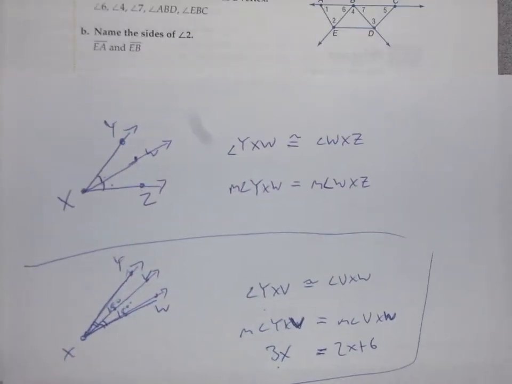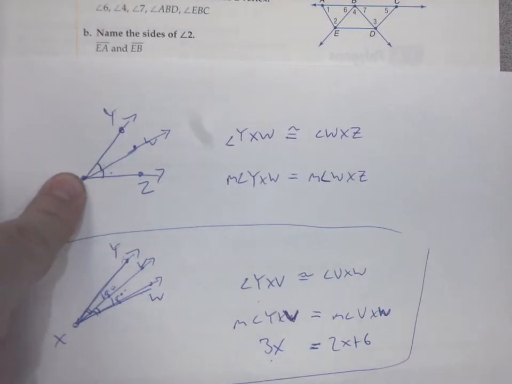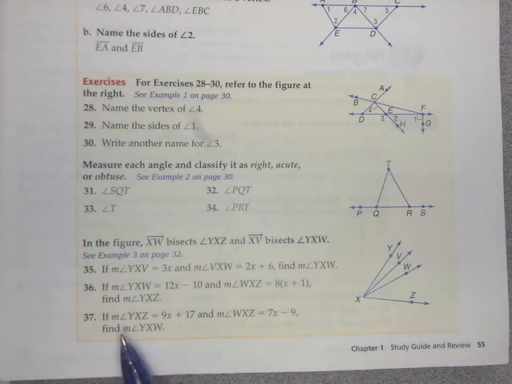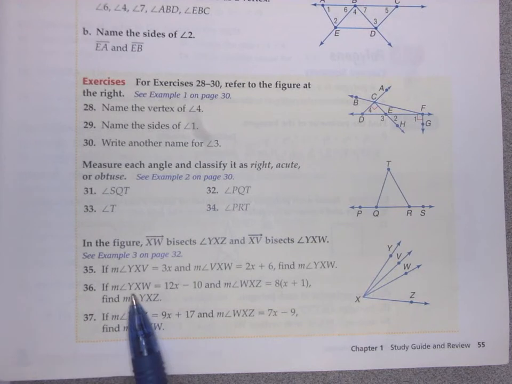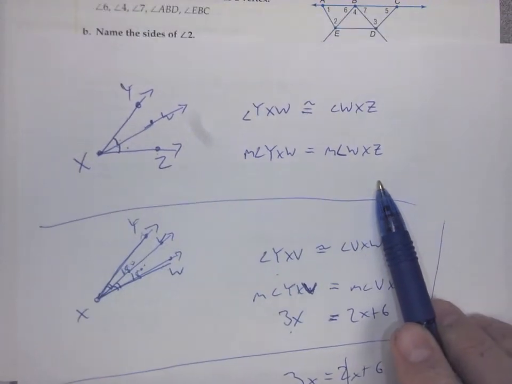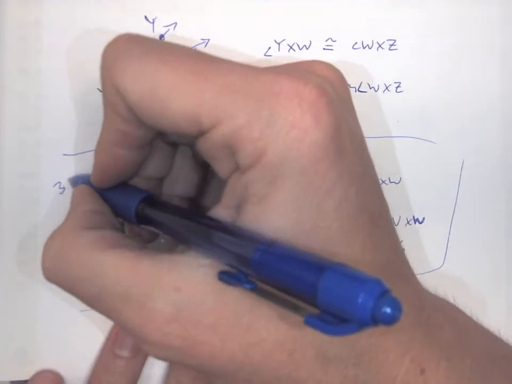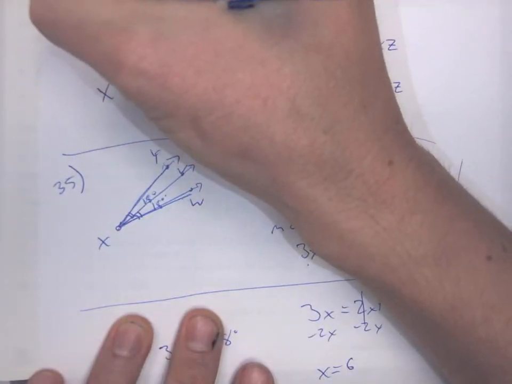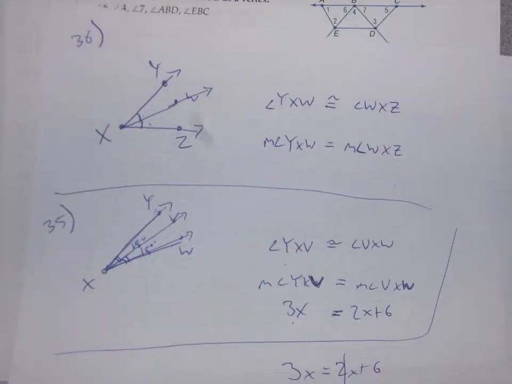Now, we didn't use this diagram yet, but my guess is we're going to use that in the next problem, right? So in the next problem, they're giving us the measure of angle YXW and the measure of angle WXZ. Well, notice we already have that broken down, right? So this is the diagram I need for 35. This is the diagram I need for 36.